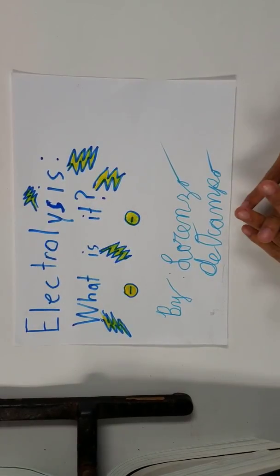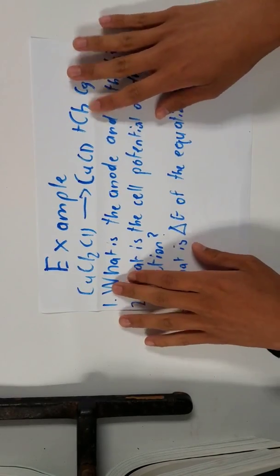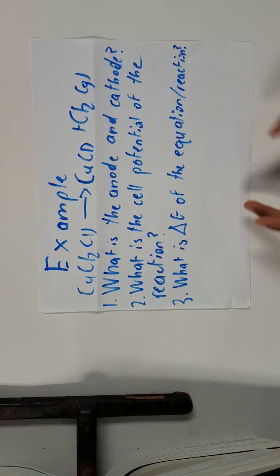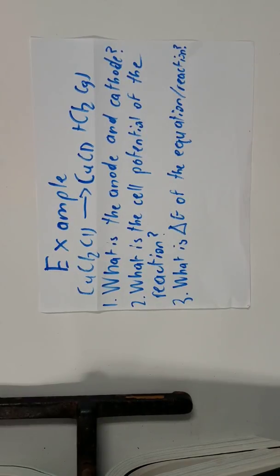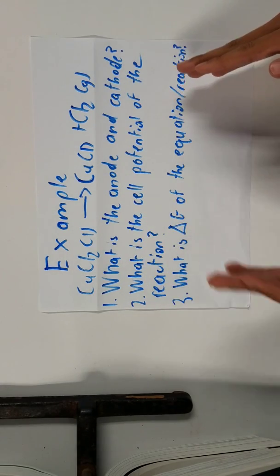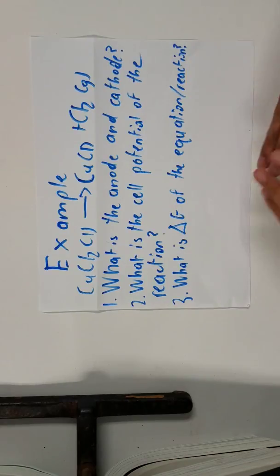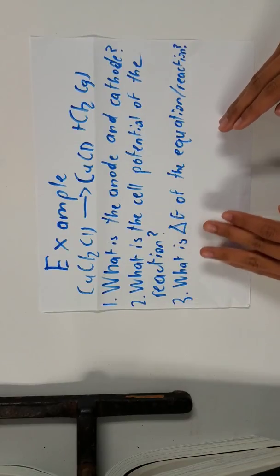Okay, so today we are talking about electrolysis. Here's an example of an electrolysis problem. Given this equation, copper chloride in liquid form yields copper in liquid form and chlorine gas. Here are 3 questions. What are the anode and the cathode? What is the cell potential of the reaction? And what is delta G of the reaction?